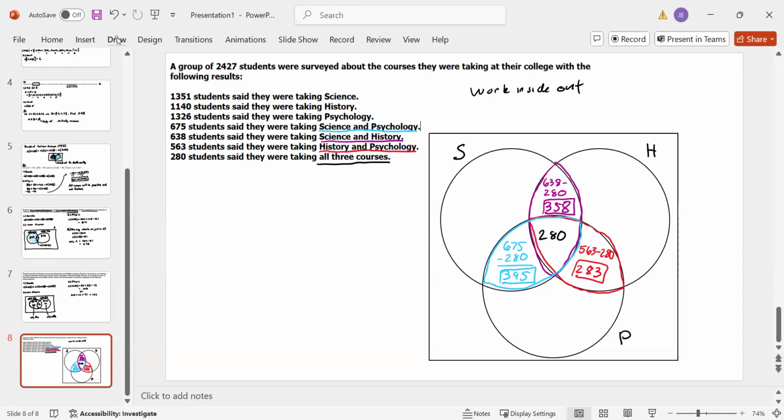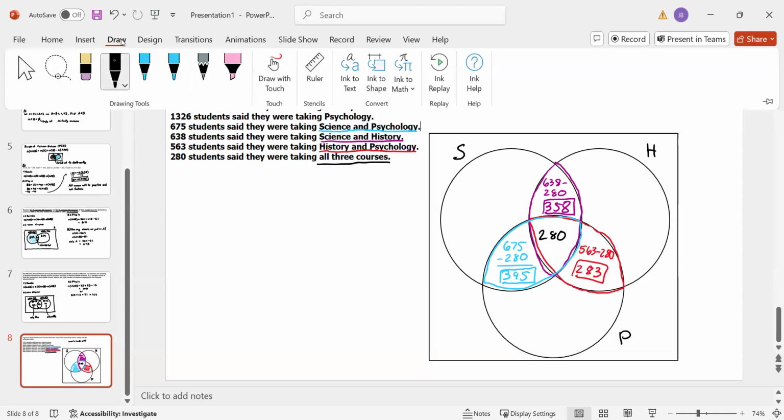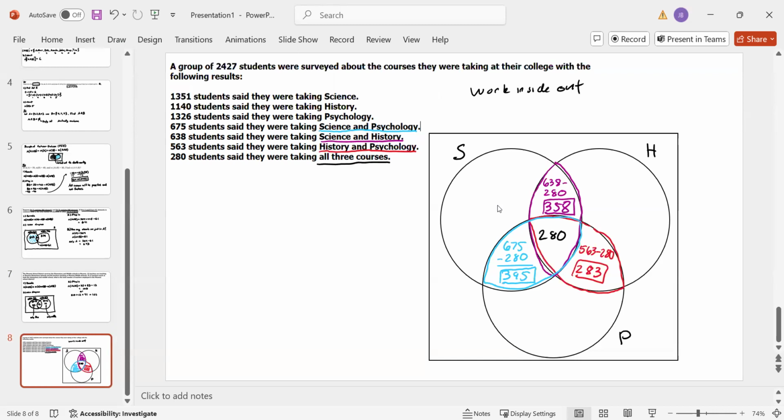So I'm going to use all of those numbers to find science, history, and psychology only. Like they only took a science class, they only took a history class, and they only took a psychology class. So science is going to be equal to 1351 minus the 358 minus the 395 minus the 280. And if I calculate that correctly, you're going to get 318.